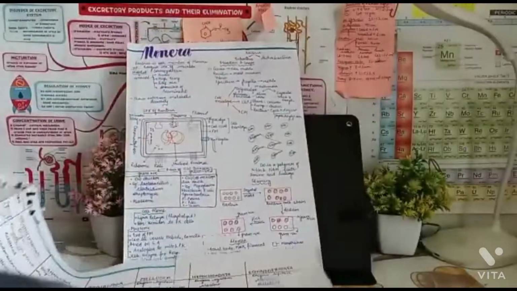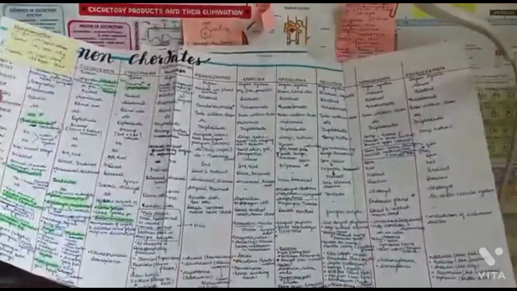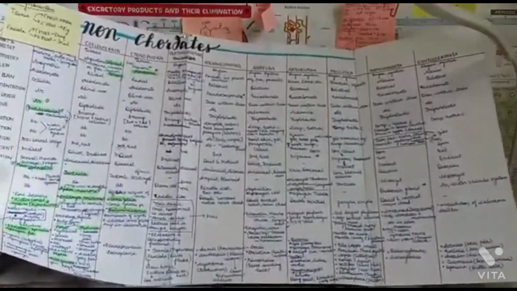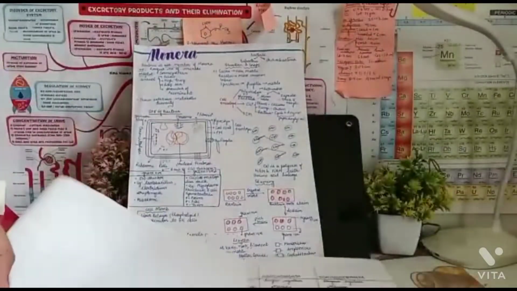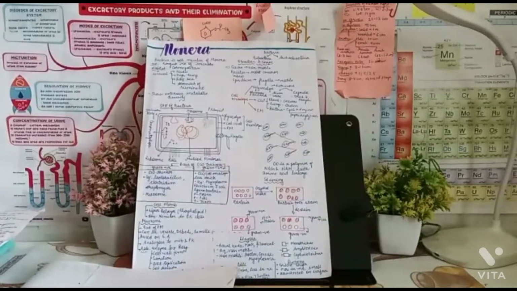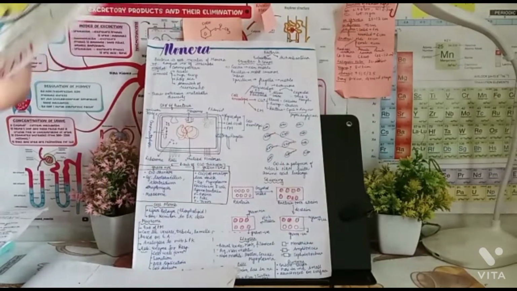And also for animal kingdom, animal kingdom is such a vast topic. I made a full chart of non-chordates for animal kingdom, so that next time whenever I study, I will just take 10 to 15 minutes to revise the whole chapter, and yeah, I will be done.